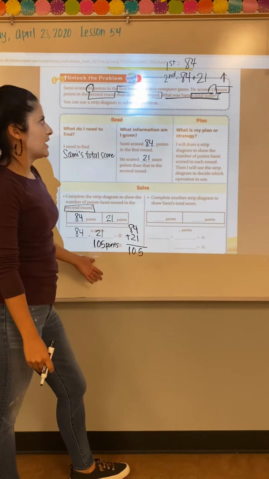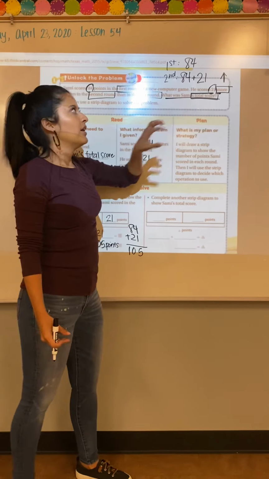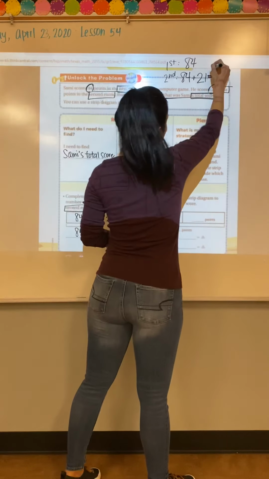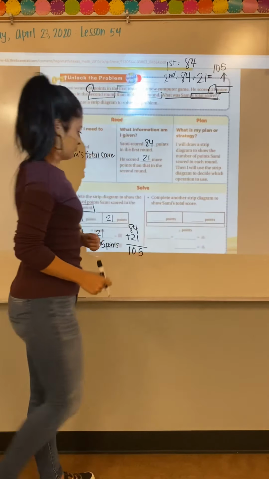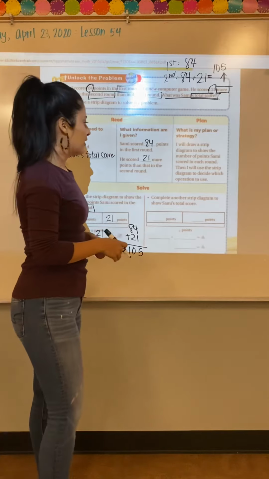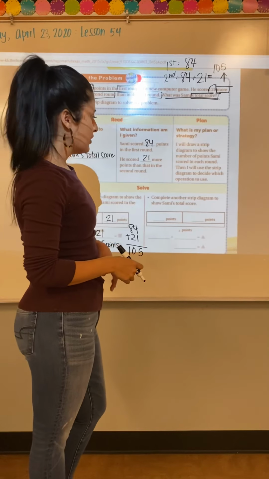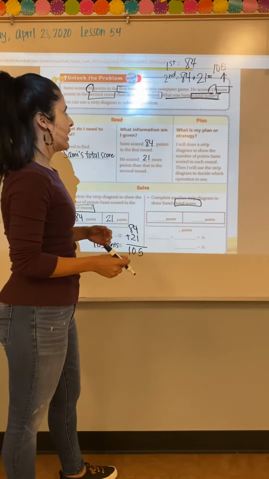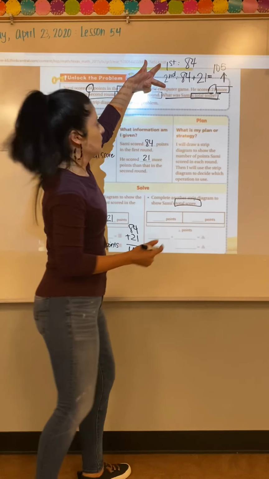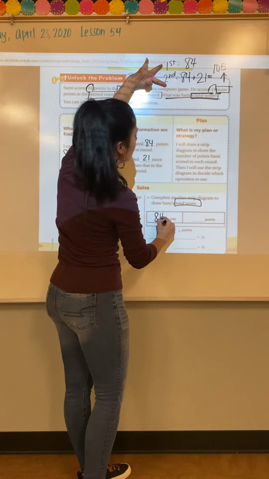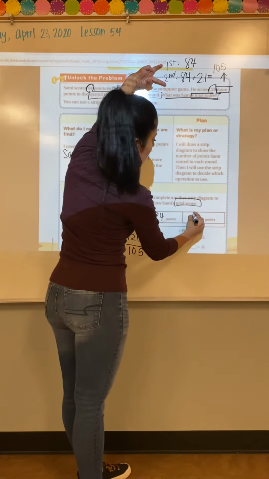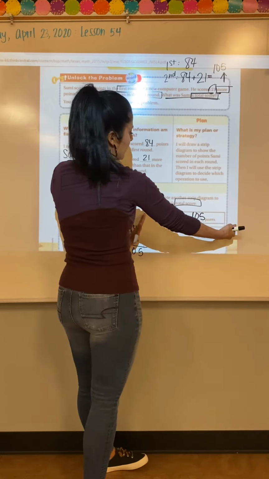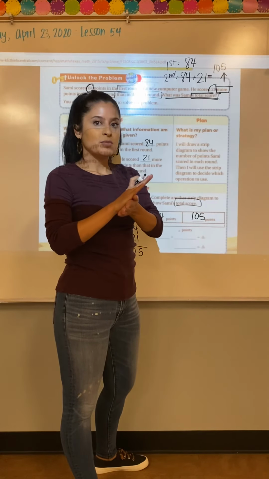Now, let's ask ourselves what this number represents. Does this represent Sammy's total score? No, it represents Sammy's second round score. So are we done here? Nope, we have another step left. Now, we're going to complete another strip diagram to show the total. Well, we know that Sammy played 2 rounds. We know the first round was 84. We now know the second round is 105. So we could put these two parts together to find the ultimate total score.